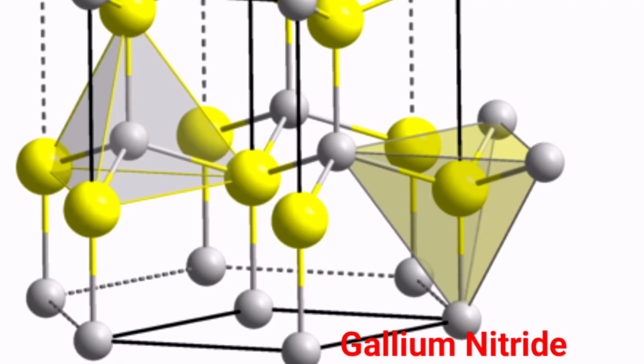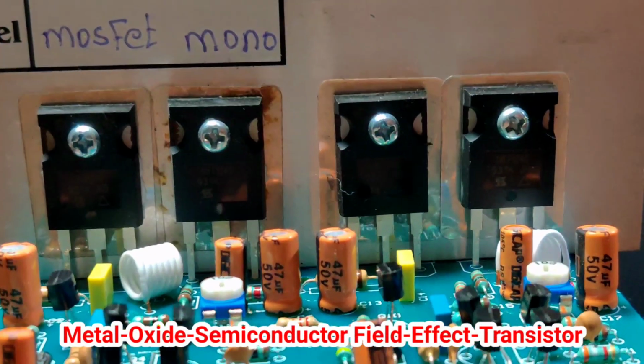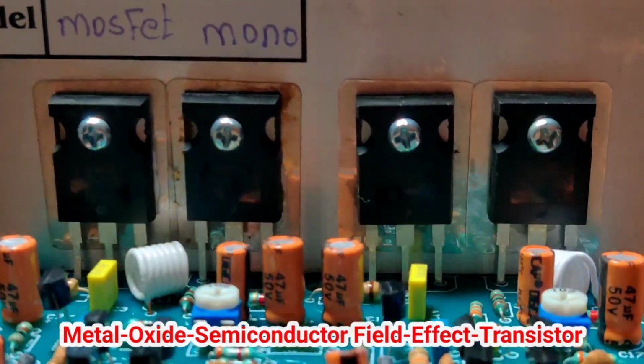And if you don't know what a GaN transistor is, it is a gallium nitride transistor. Also, you know what MOSFET is. It is metal oxide semiconductor field effect transistor. So gallium nitride, we call its chemical name GaN, and GaN transistors will soon replace all these MOSFET amplifiers.